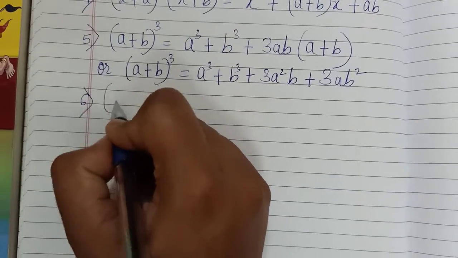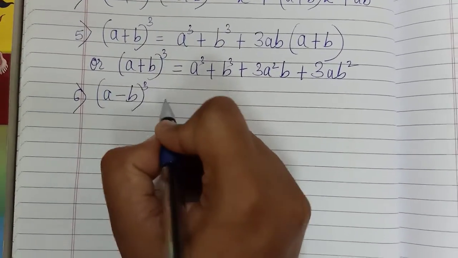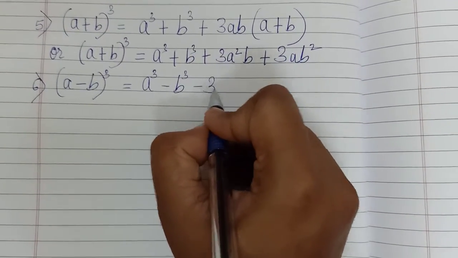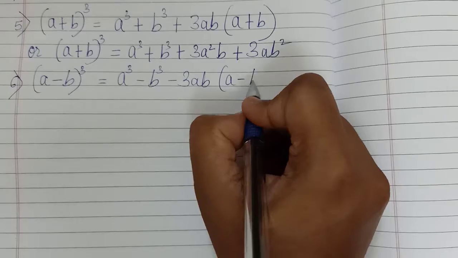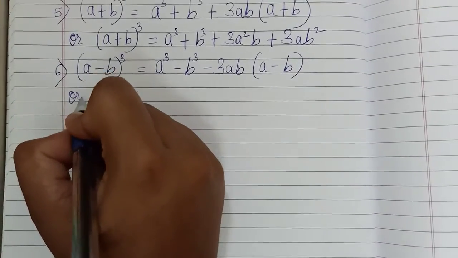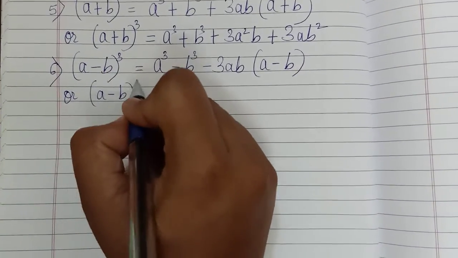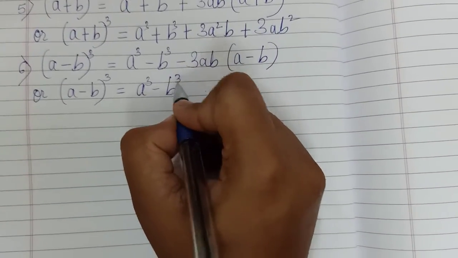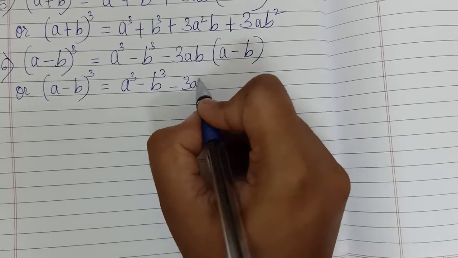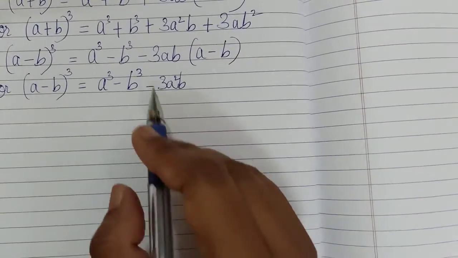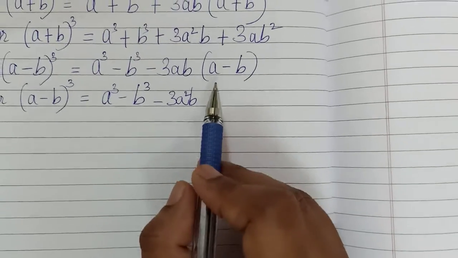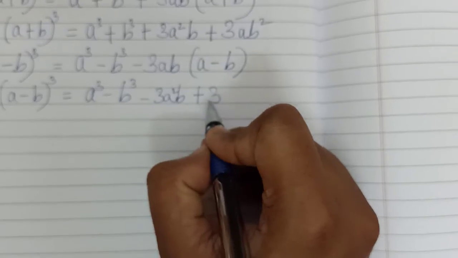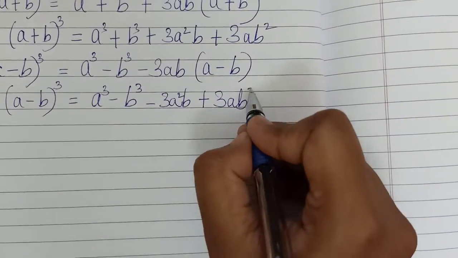And sixth, (a minus b) the whole cube is equal to a cube minus b cube minus 3ab into (a minus b). Again, this also you can write in another way, that is (a minus b) the whole cube is equal to a cube minus b cube minus 3a square b. Minus into minus, when you are opening up this bracket, be careful. Minus into minus is plus 3ab square, b into b is b square.